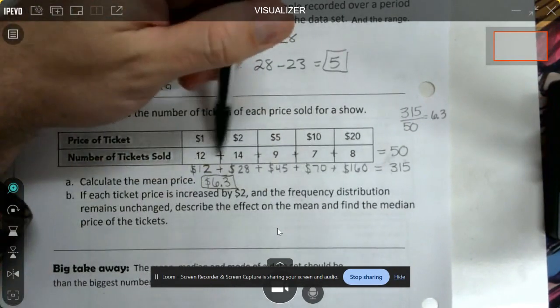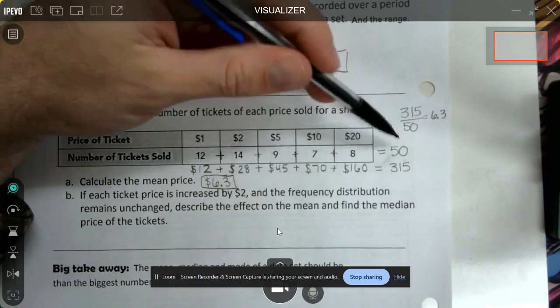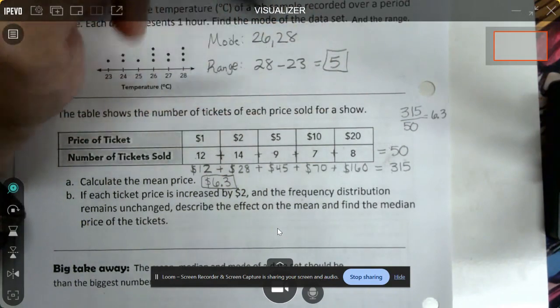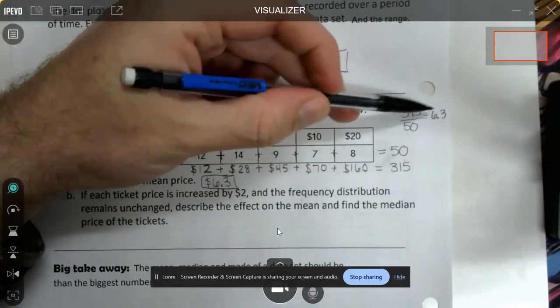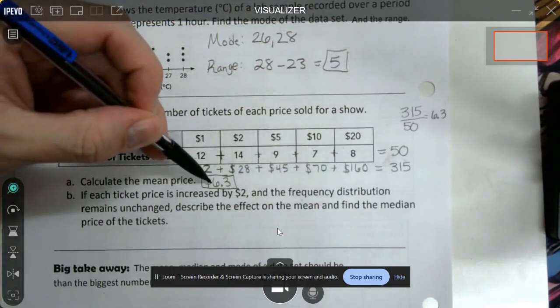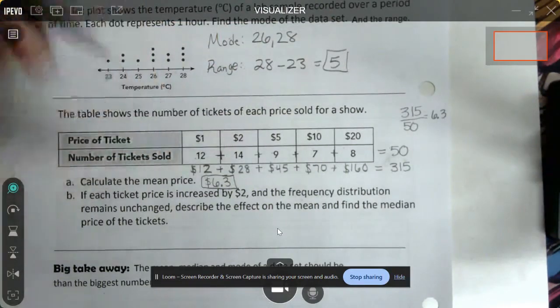Then we add up all the tickets sold, and you get 50. Because when we're trying to find the mean here, we're trying to find the average price of all of the tickets that were sold. So we find the mean, you get 6.3. That means it's an average of $6.30 for these tickets.